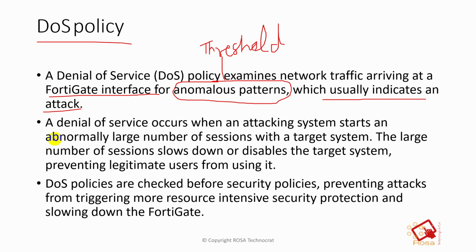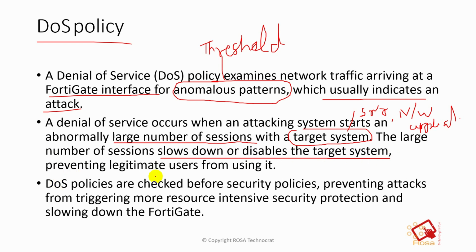A denial of service occurs when an attacking system starts an abnormally large number of sessions or traffic with a target system. Who can be the target system? The target system can be a server, network, or application. The large number of sessions slows down or disables the target system, preventing legitimate users from using it.